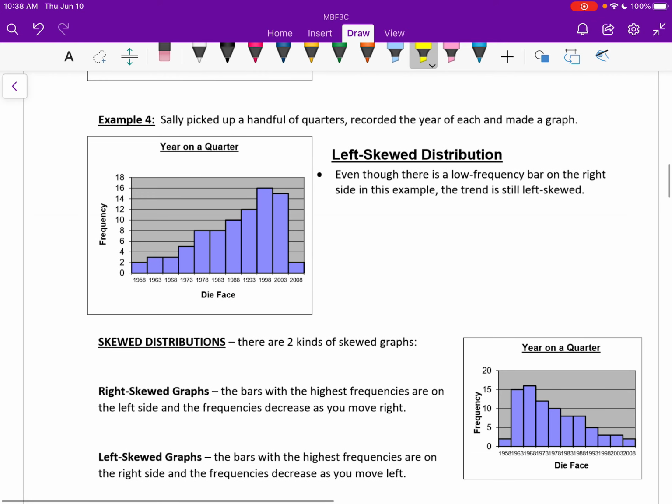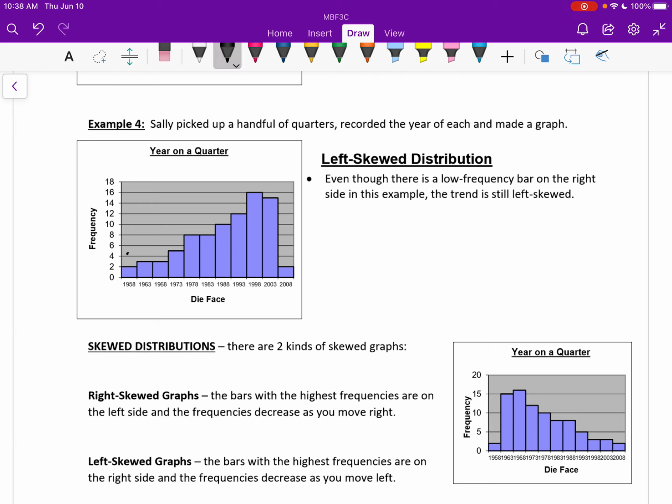Then we're going to move on to left skewed graphs, right? So left skewed graphs as well as right skewed graphs are graphs that are kind of favoring one side. So you'll see this is kind of favoring the left side and it'll come down, right? They're not really in the middle. So even though there is one low frequency bar over here, it's kind of like it's leaning left, right? So that's what a left skewed distribution is.